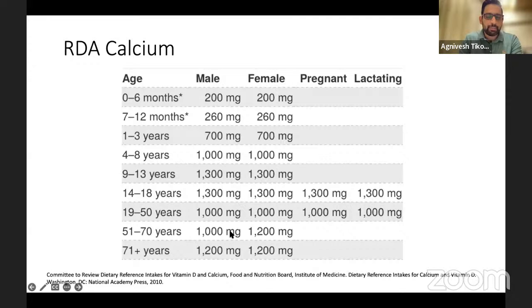So look at this. A male has an approximate requirement of 1000 milligrams and a female 1200 milligrams. So you also have to consider how much the patient is taking in diet, especially if the patient is taking non-veg food, where the calcium intake is usually better than somebody who is a complete vegan, who will not even take milk, or curd, or any animal products.